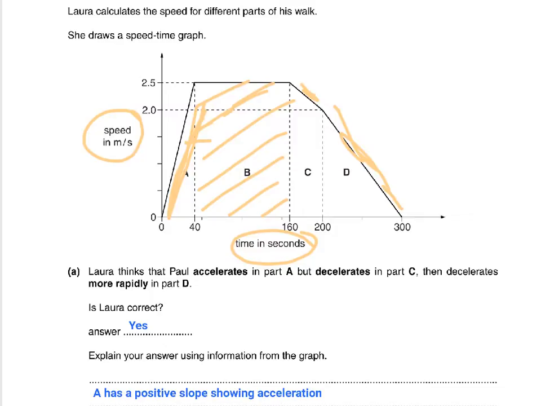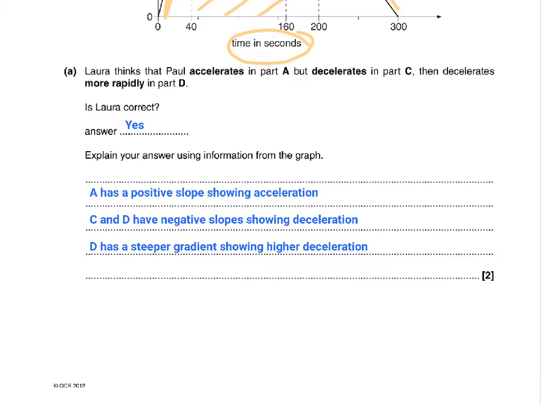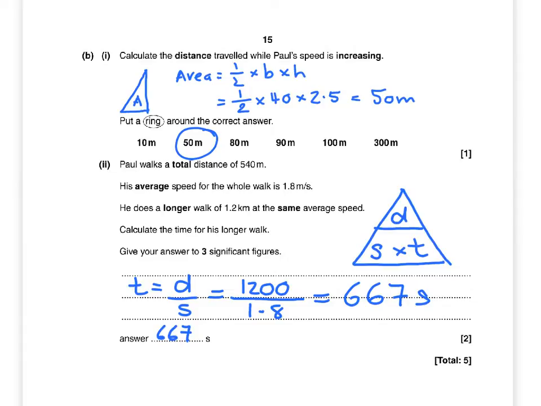So all I've said is A has a positive slope showing acceleration, C and D have negative slopes showing deceleration, D has the steepest gradient showing higher deceleration. That's worth 2 marks, but we have to have all 3 points. So perhaps if you only identified the gradients as showing acceleration, deceleration, then you would only get one mark. So for part B, you might have to flick back to the graph to look at where I've got some of these numbers from.